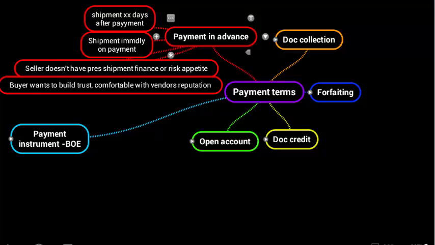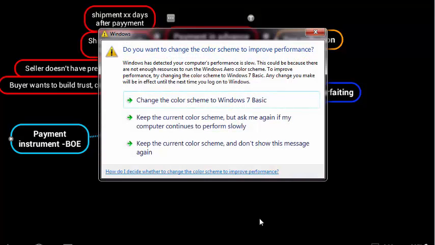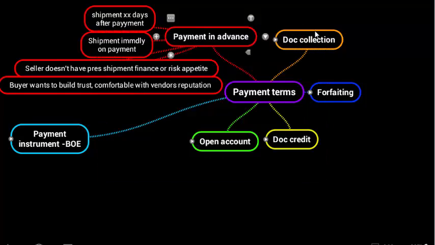Why do a buyer and seller choose to have payment in advance as a method of payment? The seller doesn't have the pre-shipment finance facility or the risk appetite on this particular country or the party, and so the seller is not willing to ship. Or alternatively, the buyer wants to build trust and is comfortable with the vendor's reputation, and so he is willing to pay the money in advance so that the goods will come.